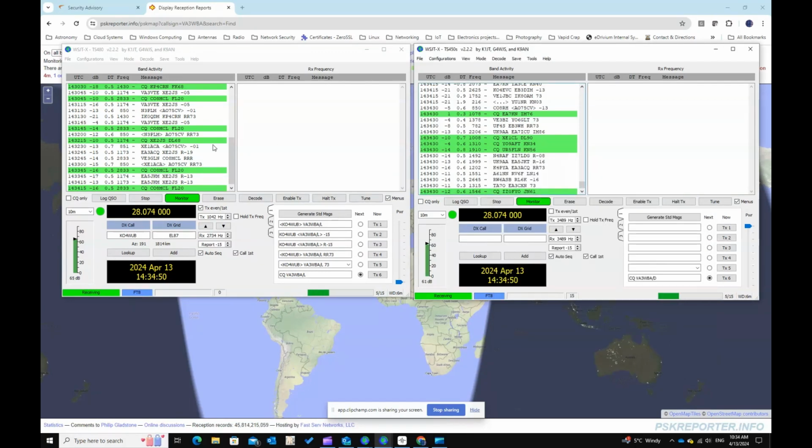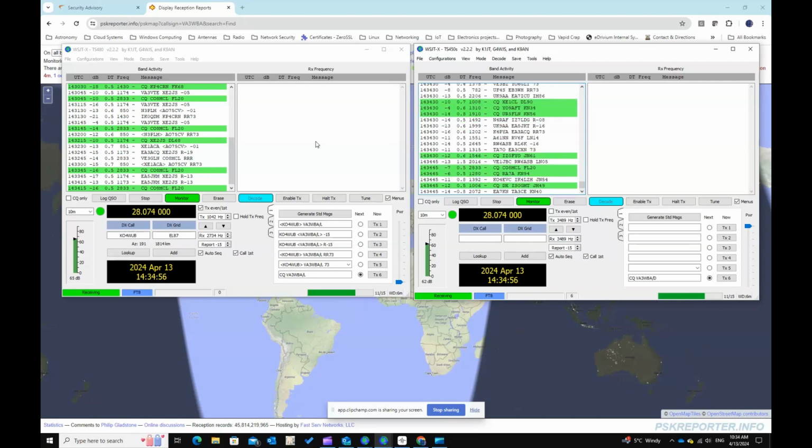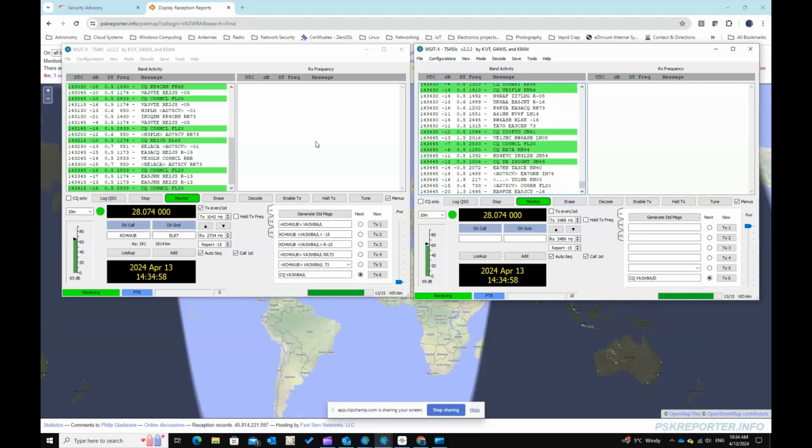So both instances are running. And now we can jump to the map and see what is going on over there and how many results each of these antennas produced on the map.